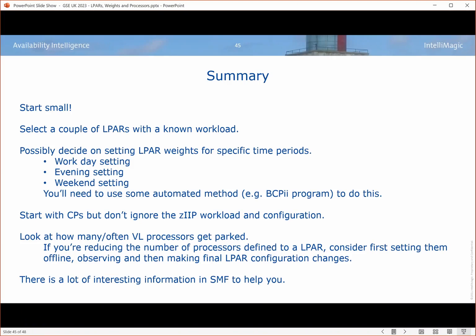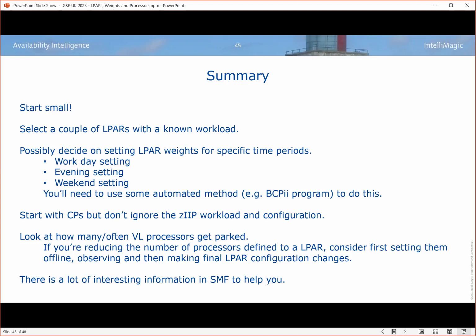You can use the BCPii or a program to automate that, i.e. you define what you want for your LPARs and then you make the change. Automated, okay? Now, we've been talking about CPs, and that's a good place to start, but don't ignore the zIIP workload, okay? That's very important.